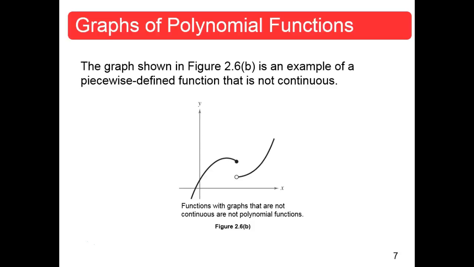So the graph shown here in figure 2.6b is an example of a piecewise defined function that is not continuous. Now this piece may be a polynomial function, that piece may be a polynomial function, but the overall piecewise defined function in this case is not continuous. Functions with graphs that are not continuous are not polynomial functions, even though the individual pieces might be polynomial functions. They don't have to be, but they could be. But even if they are, the function itself is not a polynomial anymore because it's piecewise. It has a gap, it has a break, it has a hole in it.